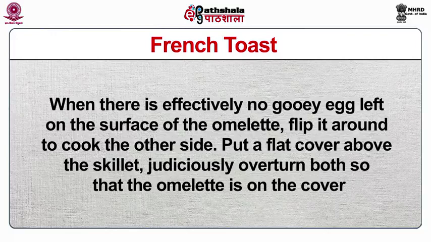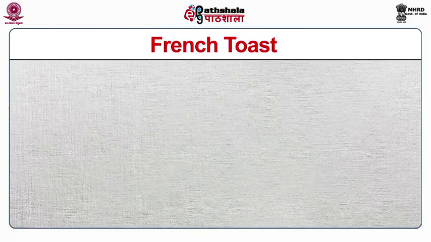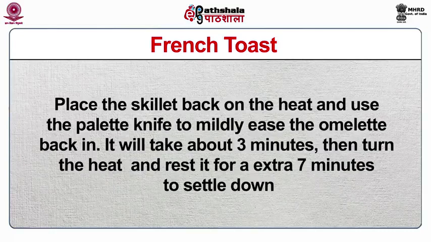When there is effectively no runny egg left on the surface of the omelette, flip it around to cook the other side. Put a flat cover above the skillet and carefully overturn both so that the omelette is on the cover. Place the skillet back on the heat and use the palette knife to gently ease the omelette back in.